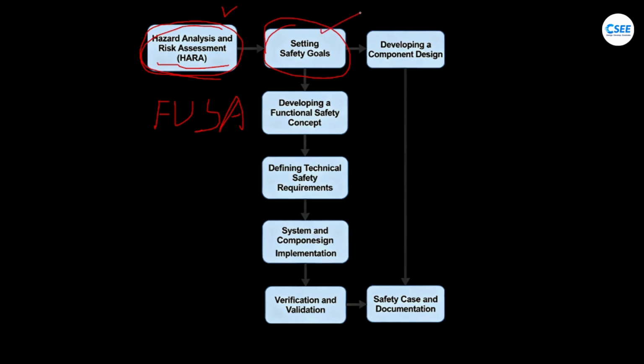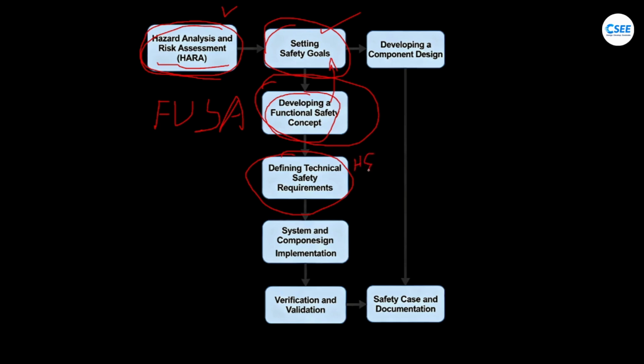sensor fails. Once the goals are defined, they develop a functional safety concept. This concept describes how those goals will be achieved. It might include adding redundant sensors, watchdog timers to monitor the software, or fail-safe mechanisms. Then they move to technical safety requirements, which define the specific hardware and software needed to achieve these goals.